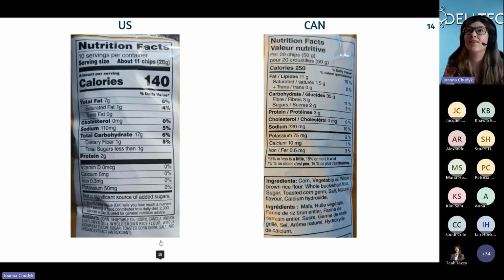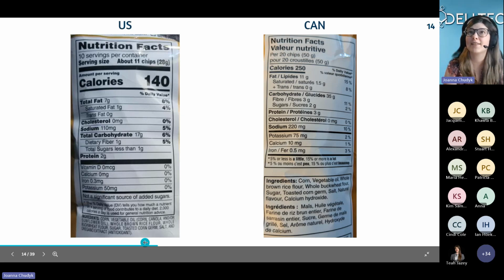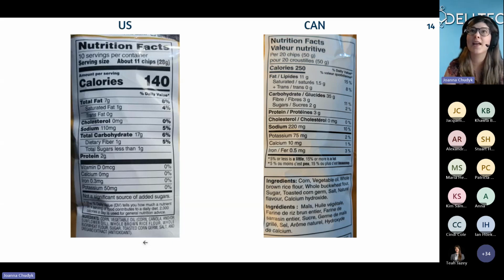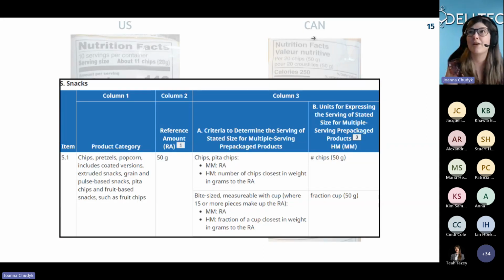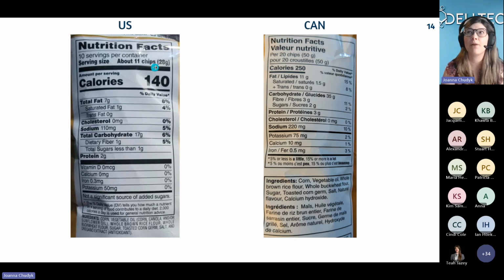And then I also wanted to show you the two different types of nutrition facts tables and how much they differ. So even just looking at these two nutrition facts tables, you can already see that there are a number of formatting differences. And you can also see that the serving size is different. So like I mentioned on the previous slide, we need to make sure our serving sizes are according to the table of reference amounts. So here I have a screenshot taken from the table of reference amounts, and this is a chip product. So you can see it would qualify under this category, and the reference amount is 50 grams. But you can also list the number of chips closest in weight to the 50 grams as well, which is what they did. And that is the amount that should appear on the nutrition facts table. Whereas in the US, you can see that their serving size is about 11 chips, which is significantly lower than the one listed on the Canadian front panel.